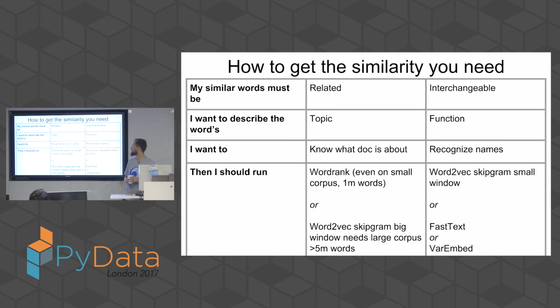Cool. So this is a table of how to get the similarity you need. If you want to find something related, to describe the word's topic, and know what the document is vaguely about, like which department I should send a support email to, then I should use word rank. Even on a small corpus, it would work quite well. Or word2vec, if I have a big corpus with a big window. Or if I find named entities in the text and want to find what is similar to Java senior developer, specifically, is it the same as lead Java developer? Then I would use interchangeable similarity, and I'll use word2vec skip-gram with a small window, fastText, or VarEmbed.